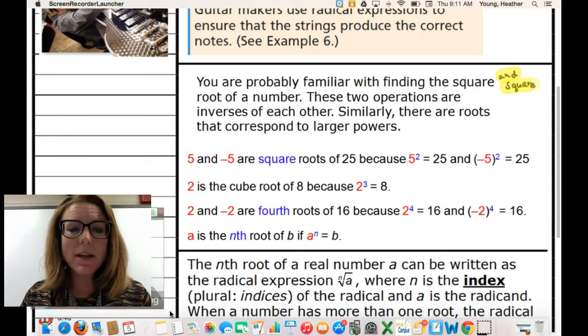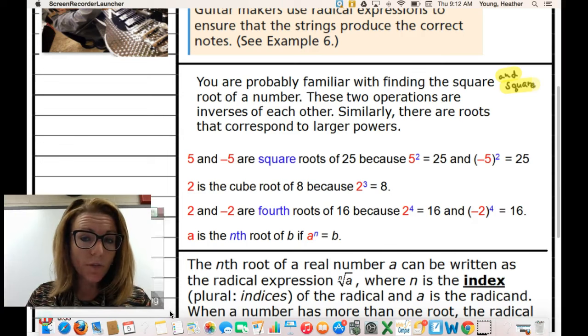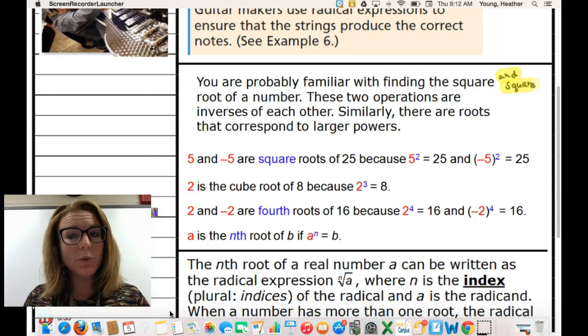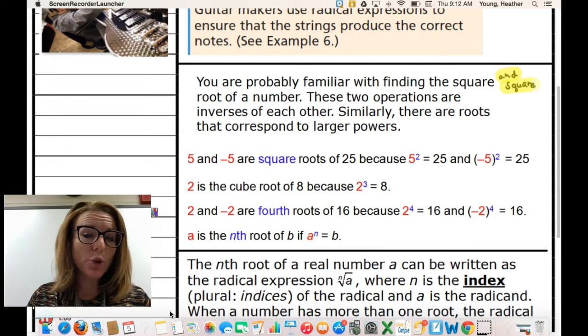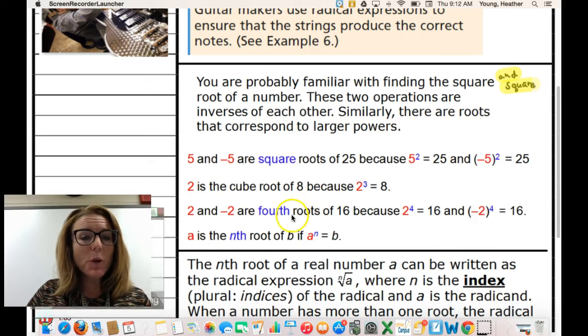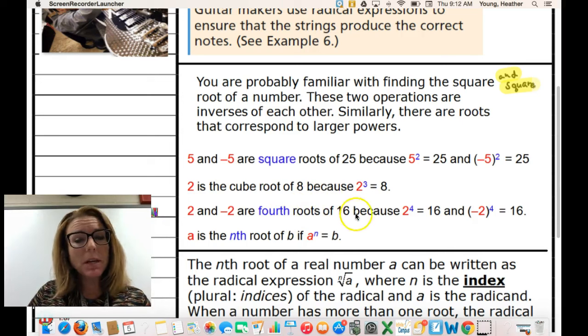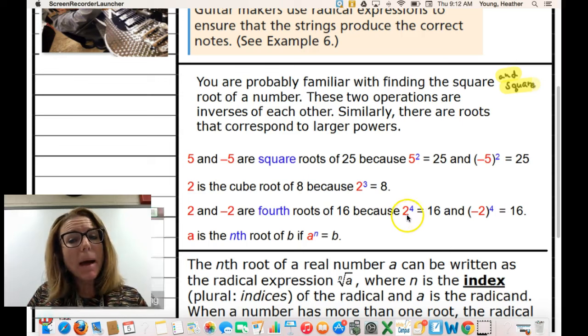So 5 and negative 5 are square roots of 25 because 5 squared equals 25 and negative 5 squared is equal to 25. 2 is the cube root of 8 because 2 cubed is equal to 8. 2 and negative 2 are fourth roots of 16 because 2 to the fourth is 16 and negative 2 to the fourth equals 16. So as you can see, when you have a negative number and you raise it to an even power, your answer becomes positive.